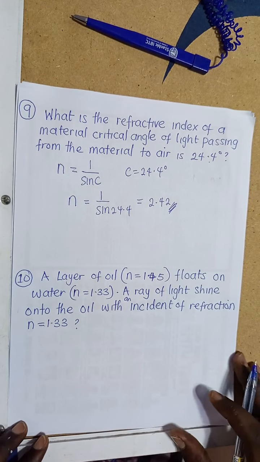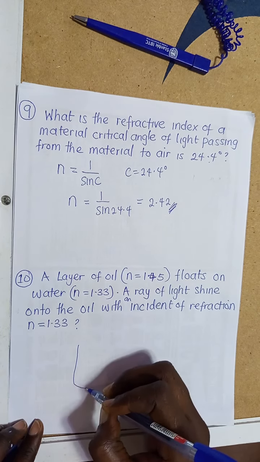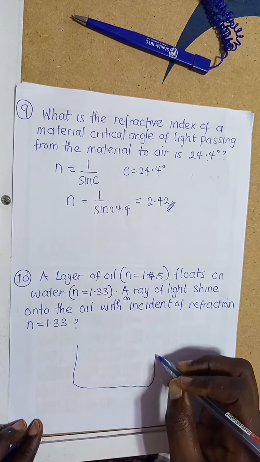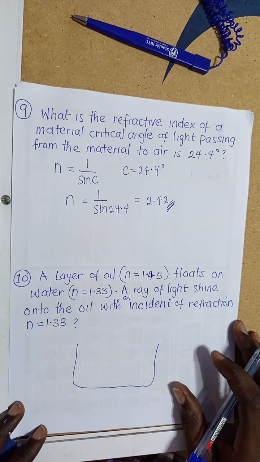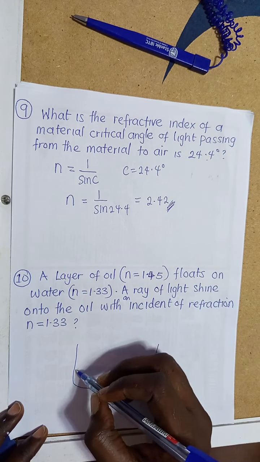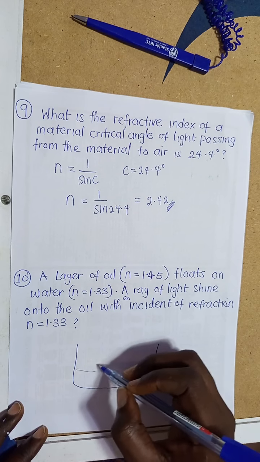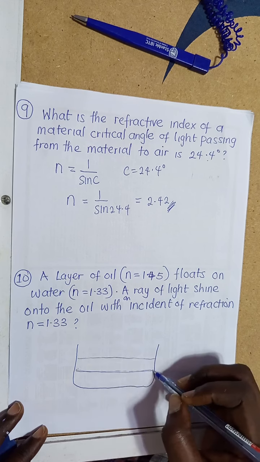The next one says a layer of oil floats in water. A layer of oil, 1.40, floats in water. So that means this is the water, this is the oil. For something to float means it's on top.